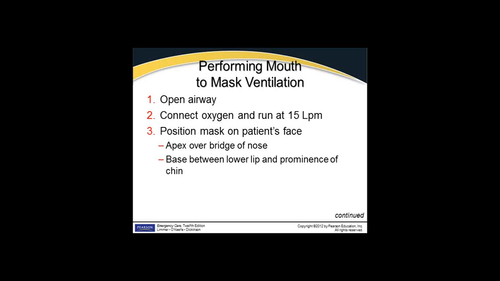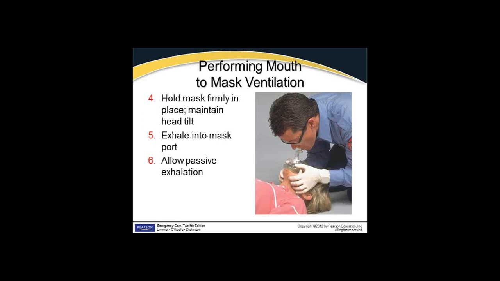You can position the mask over the patient's face, put that apex or the sharp side of it over the bridge of the nose, and then the base between the lower lip and the prominence of the chin. You should position your hand around that mask. Now, in the case of doing a mouth-to-mask, usually you can do something like represented in the picture here, where you hold the jaw with your fingers and you use your thumbs to put pressure on the sides of the mask basically equally.